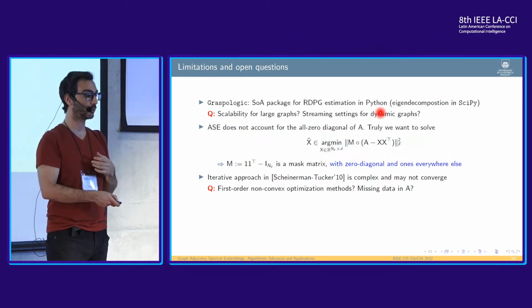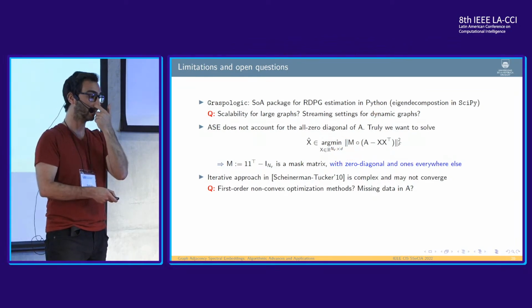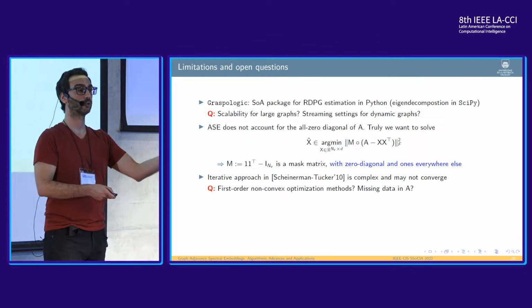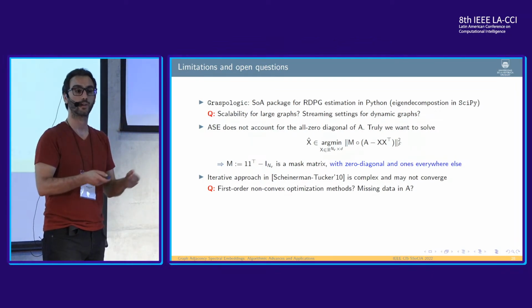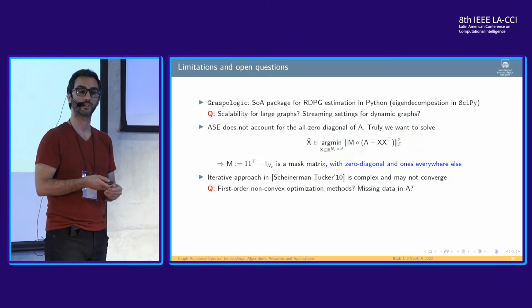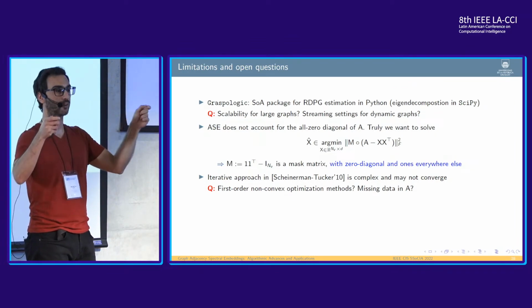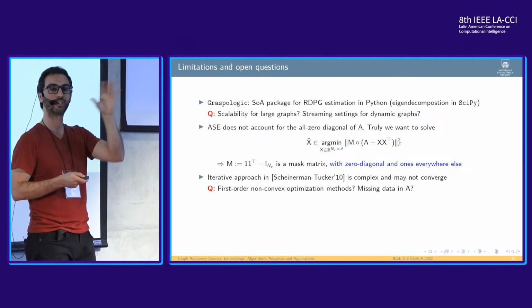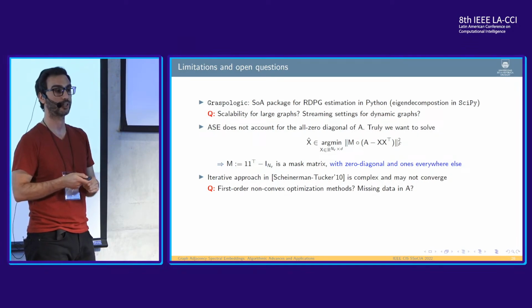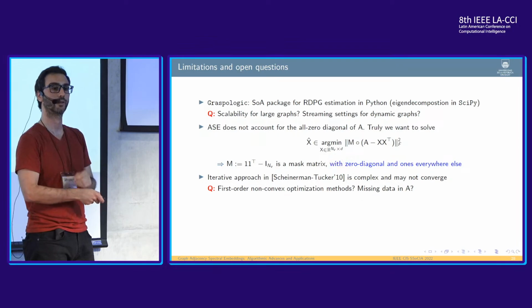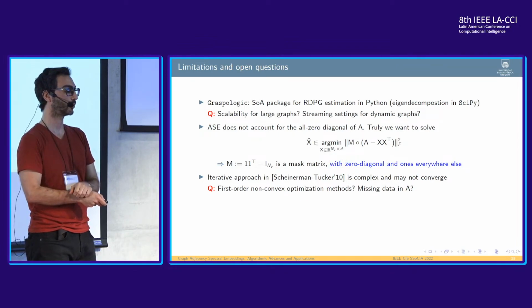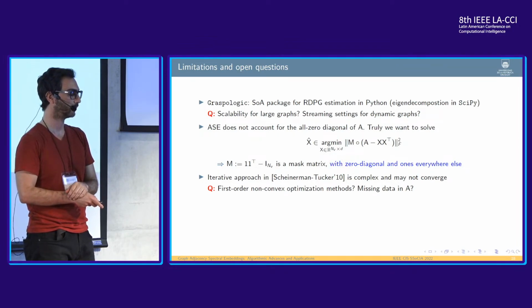And actually, with the mask matrix M, you can account for missing data. Like in a recommender system, for instance, where you have users and movies, and you have a very sparse matrix where you don't know a lot of the entries. Well, you can do that, put the unknown entries in the mask matrix M.